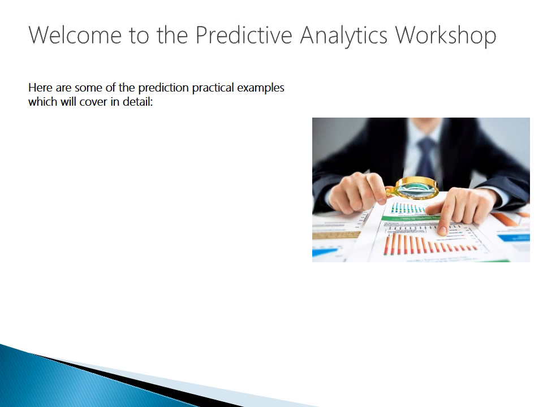Here are some of the prediction practical examples which we will cover in detail. We will robustly forecast product sales quantities, taking seasonality and trending into account. How do we construct time series analysis, ARIMA models, exponential smoothing, being able to look at considerations such as the growing, evolving trend and seasonal components in making this prediction?